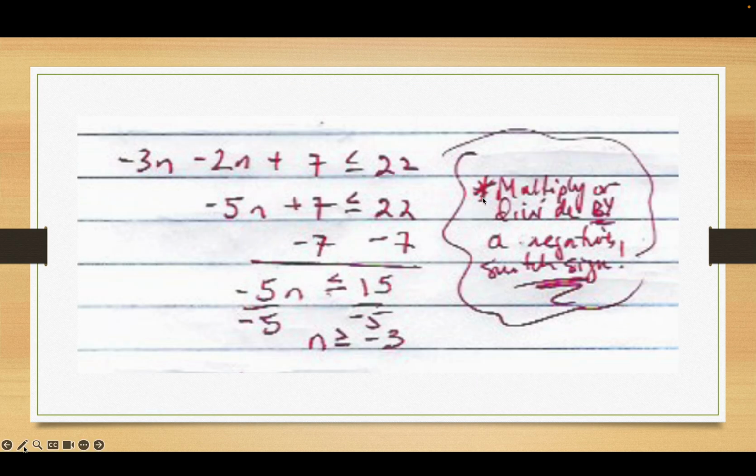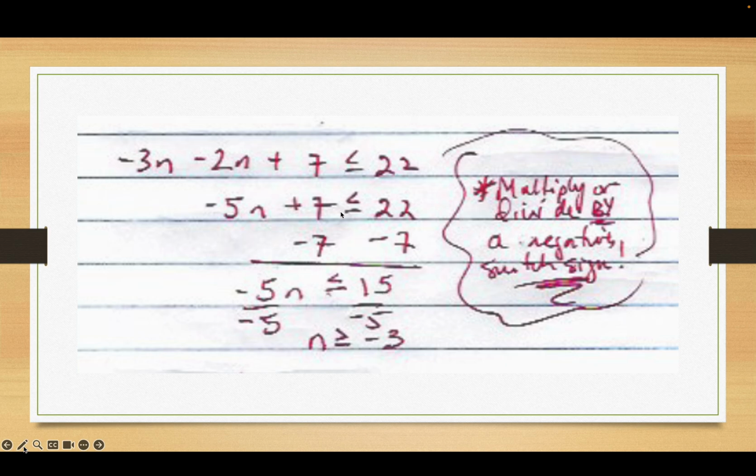Okay. Now, what's the difference between solving an inequality and solving an equation? So here's some work shown here. Ready? Negative 3n minus 2n plus 7 is less than or equal to 22. I do the same exact process or strategy. Negative 5n plus 7 is less than or equal to 22. Subtract 7 from both sides. Negative 5n is less than or equal to 15. So far, it's the same.